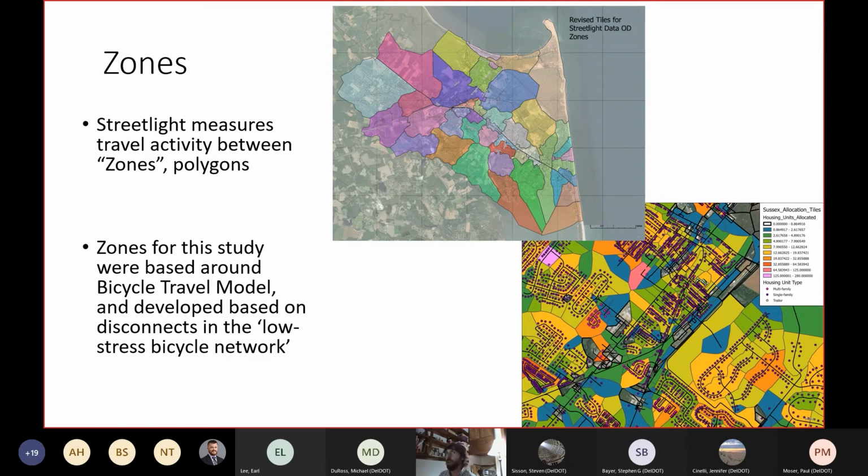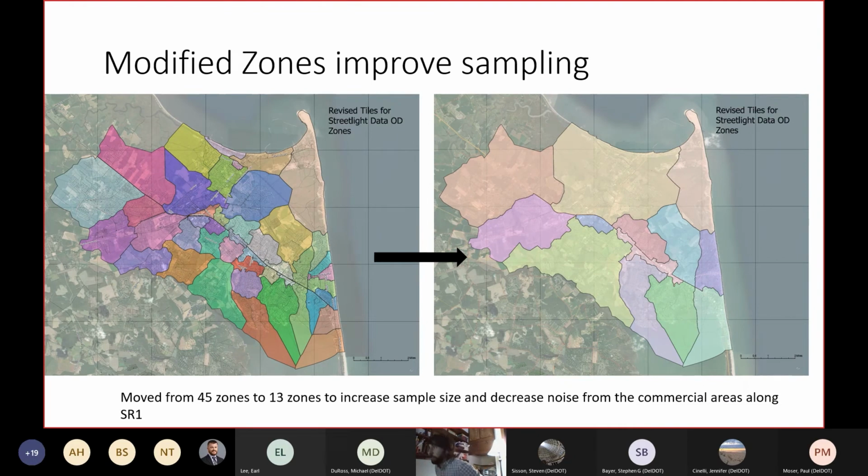We broke it down to where we intuitively know and analytically know that there are breaks in this low stress cycling network. However, that was a little too much detail, we found, upon running the model. While StreetLight does have access to, they say, about 60% of the population they have location API data from, that still gets a little finicky when you get down to these small geographies. And also for cycling, their sample size is not huge and maybe not perfect.